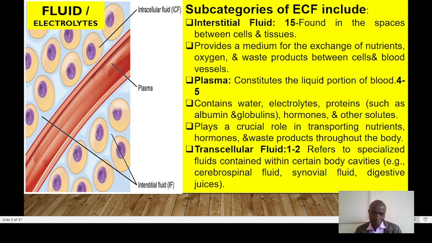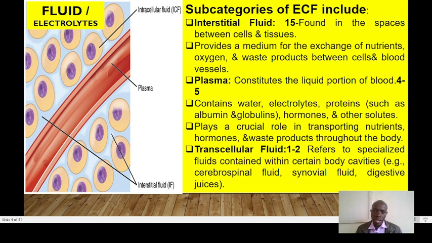In this case, we could have the interstitial fluid. This makes up around 15%, and it's the space that is normally found between cells and tissues. This is the fluid that will provide a medium for exchange of nutrients. This could be oxygen, including waste products between the cells and the blood vessels.